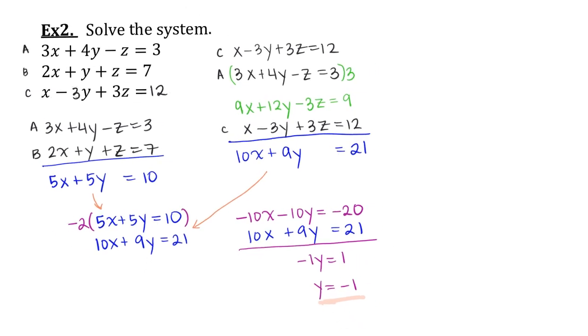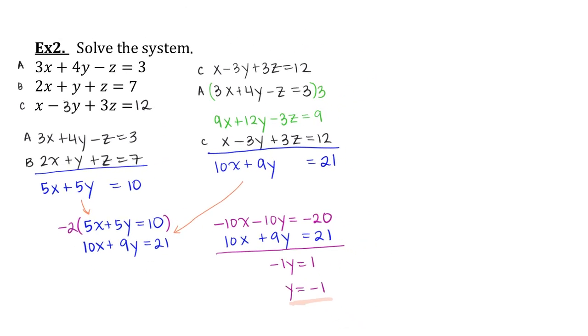Which one am I going to plug it into? It makes no difference. I normally plug it in the one that has the smallest numbers. I'm going to do 5x plus 5y equals 10. Am I running out of room? Yeah. Okay, 5x plus 5y equals 10. So 5x minus 5 plus 5, divide by 5. Okay, I got x is 3. Okay, so I got x, I got y.